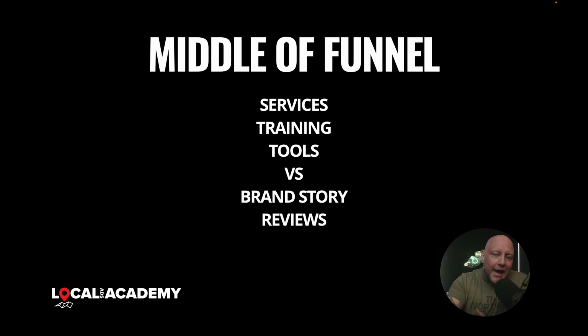So the different categories, and again, these are just suggestions. Rules are meant to be broken. I'm just offering you suggestions from experience, from what I've used in the past, and what has worked really well for me. So, middle of funnel: services, training, tools, versus brand story and reviews. If you saw the top of funnel, you'll notice brand story and reviews was already in the top of funnel. I've already mentioned that you can really use a brand story and reviews anywhere, right?